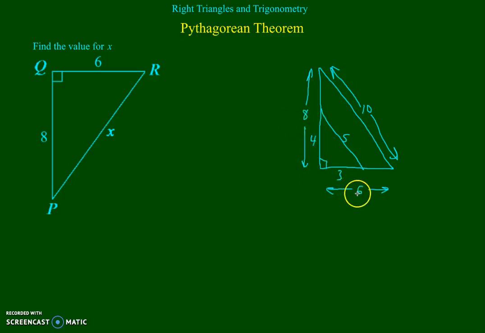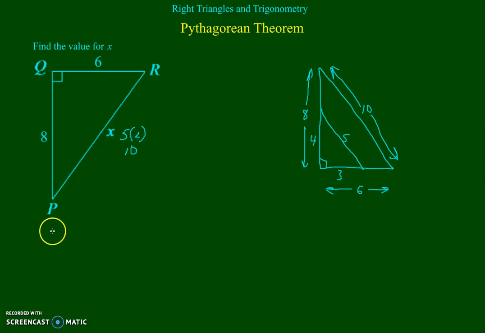8 squared plus 6 squared is going to equal 10 squared. So this value is 3 times 2. This value is 4 times 2. So this value has to be 5 times 2, which is going to be 10.